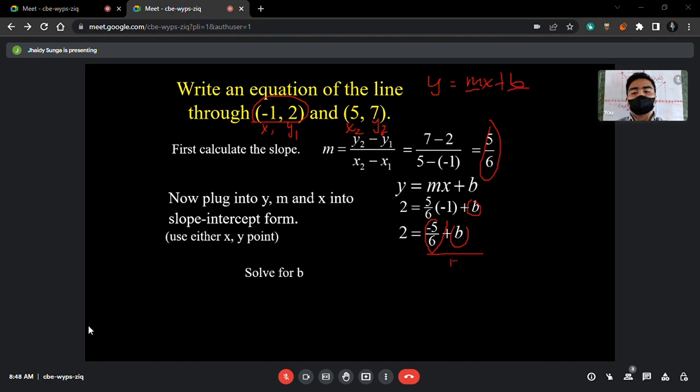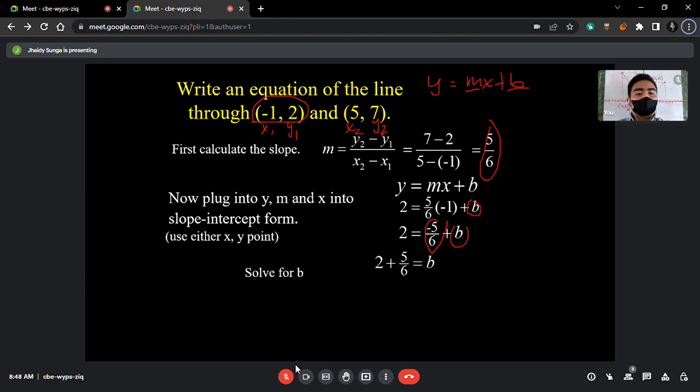No, we are not. What we are going to do is transfer this fraction to the other side. If we transfer this fraction to the other side, it will become positive. Why does it become positive? Because the sign of this fraction is negative, so if we transfer it to the other side, it will become positive. So it will become 2 plus 5 over 6 is equal to b.